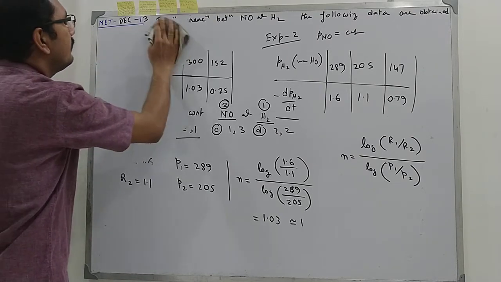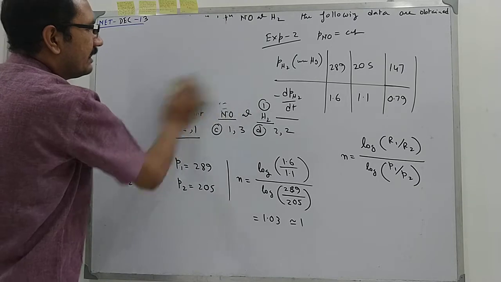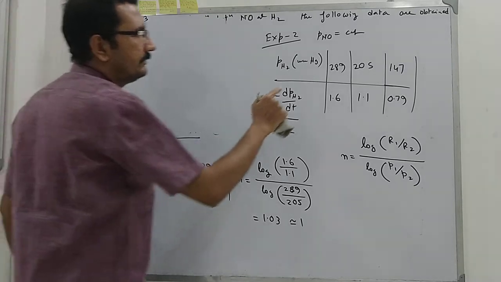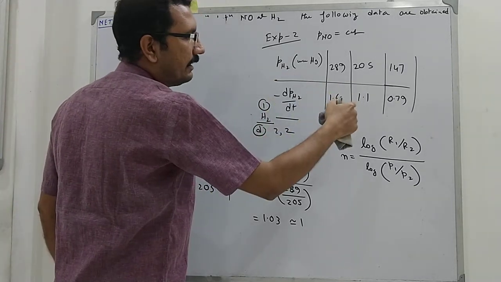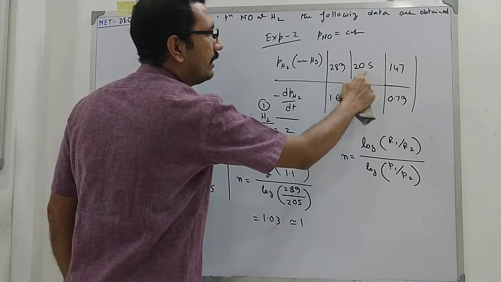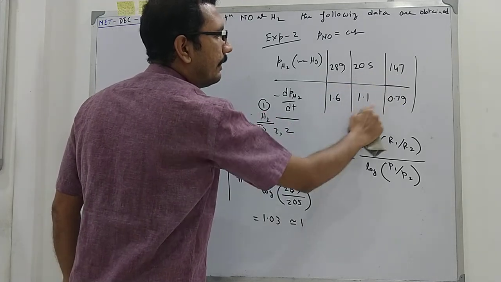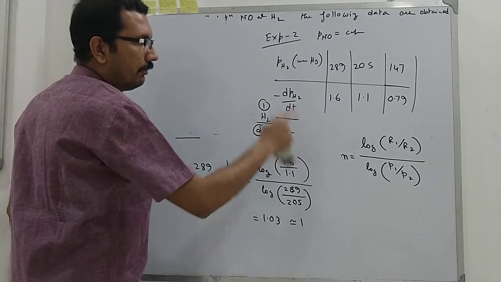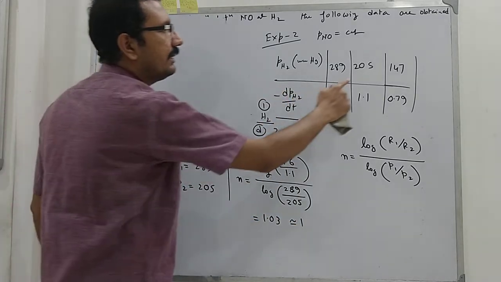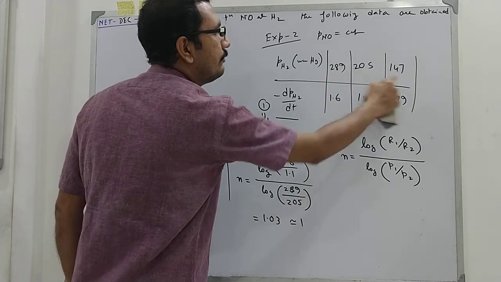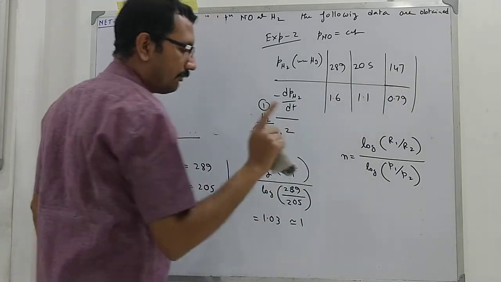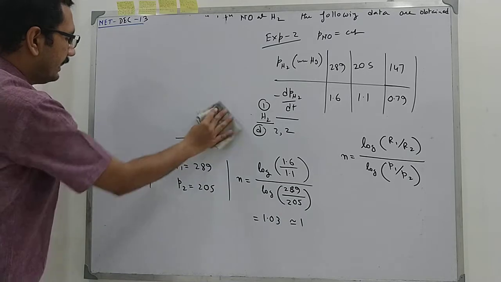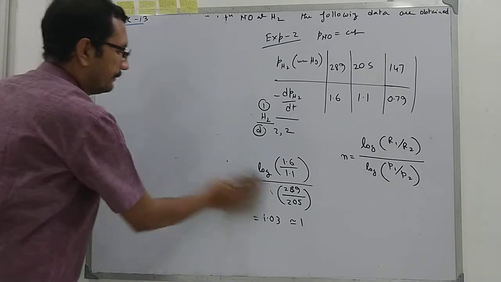I will suggest that at home you pause the video and take this data and try to find out, using these two data, and check whether you are getting the order 1 or not. I am sure that using these two data you will get order 1, and in the first case you will get order 2. Please check it.